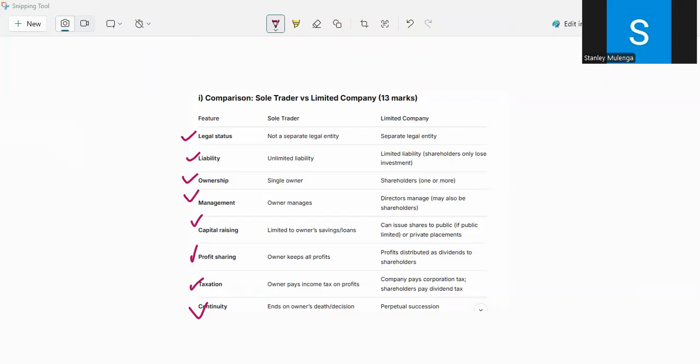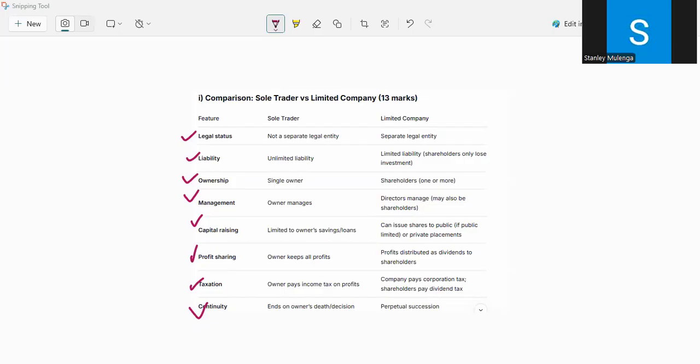All right. We also have profits. A sole trader will keep all the profits, whereas a company will share the profits as dividends. Then in terms of taxation, a sole trader pays income tax, whereas a company pays two taxes, corporation tax and dividend tax. In terms of continuity, the sole trader's business ends when the person dies, whereas the company never dies.